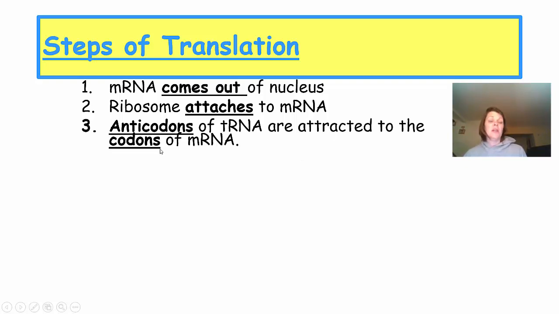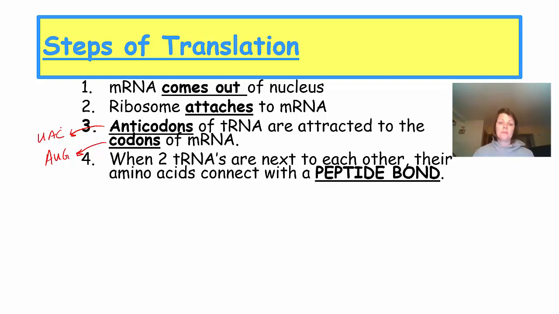codons of the mRNA, and they follow the same rules as before. If a codon said AUG, then the anticodon would read UAC. Can we use T's in the RNA world? No, we can't. And so that's why it would be this sort of pairing rule.